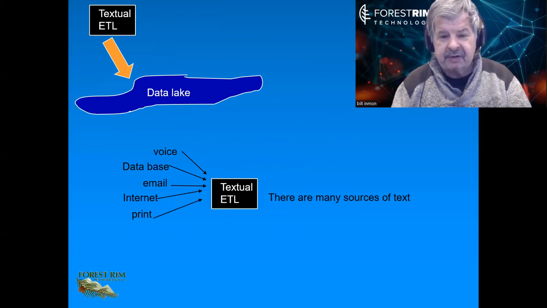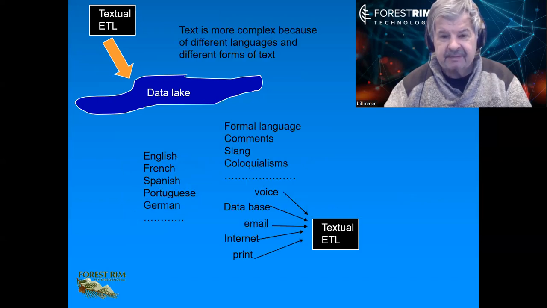The issues of textual ETL start with, where does the text come from? Because you see, text can come from many, many places. So we can have text coming from voice, database, email, internet, print, and there are other places where text comes from. And we need to be able to handle all of these many sources of text.